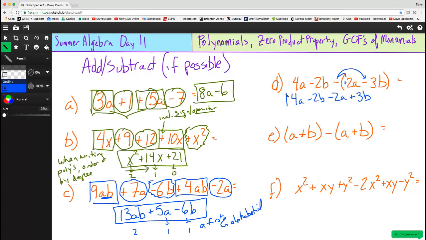Okay, now we can box our A's, circle our B's, and we get 2a plus b.